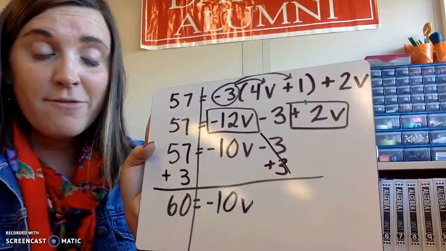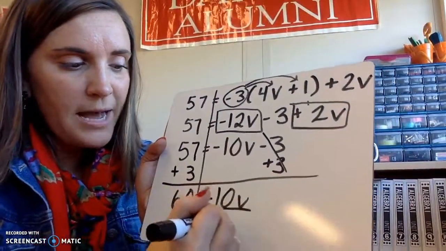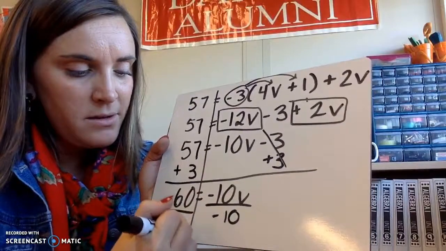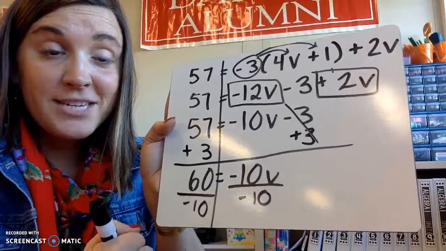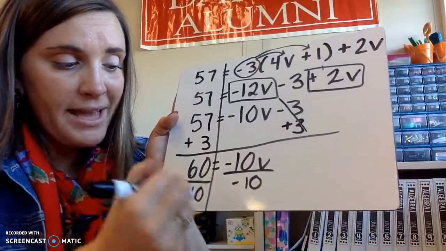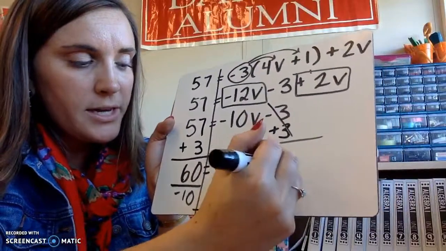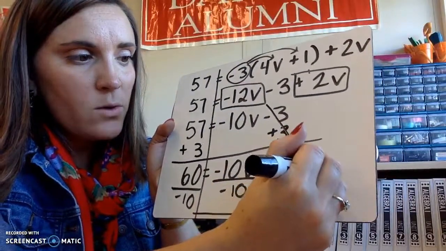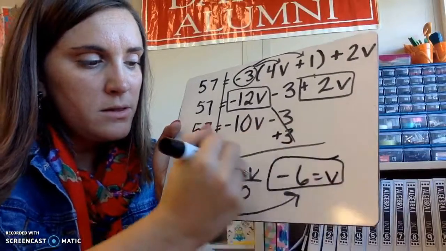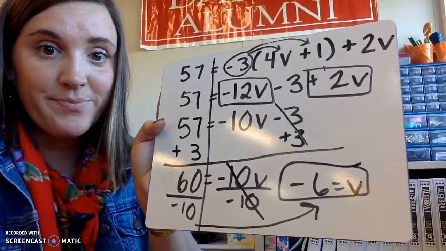Those cancel out and give me 0. Divide both sides by negative 10. 60 divided by negative 10, positive divided by a negative is going to give me a negative answer. I'm going to go over here. Negative 6 equals v. Those negative 10s cancel each other out.